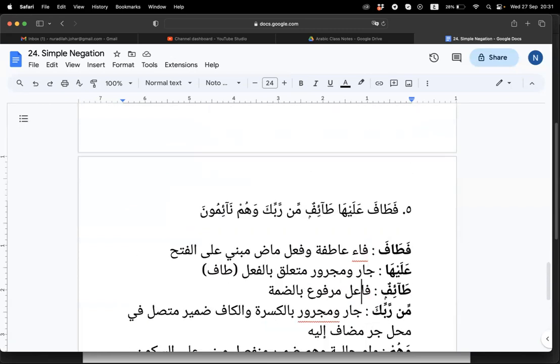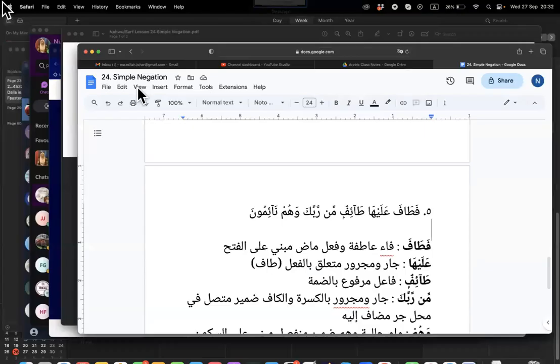Tawafa. Any idea what it means? I think this one relates to tawaf. Yes, good. Basically, it means to surround. So here we have a fa'il, a ta'if, like tawfan, surrounded. Alaiha, this ha is going back to the garden in the surah. But they don't translate this as hurricane. They translate this as a calamity.